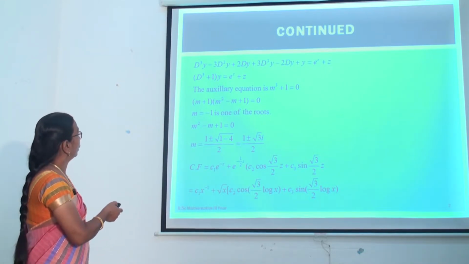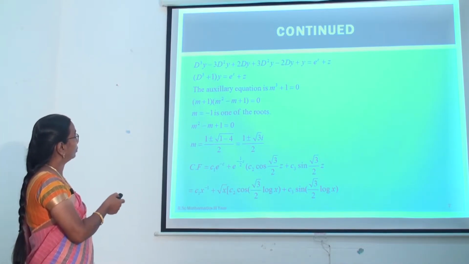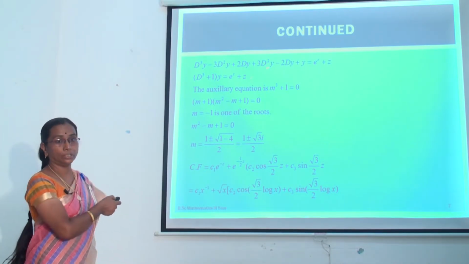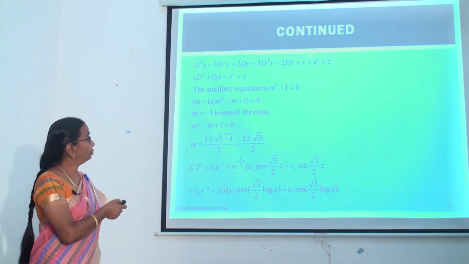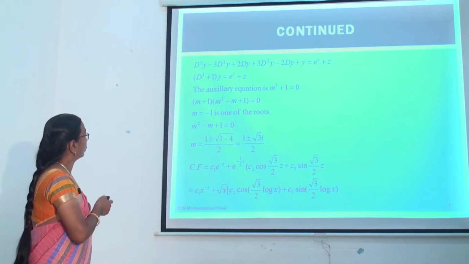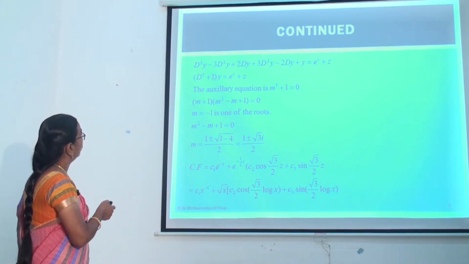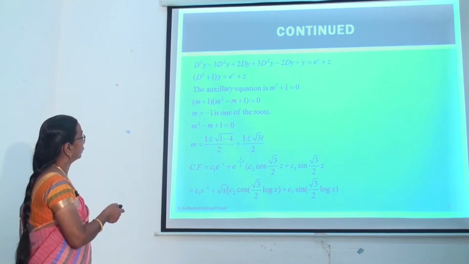Clear? Okay. Now, as we have done in differential equation with constant coefficient, usually we take the solution y is equal to CF plus PI. So to find CF, we need the auxiliary equation, and for that we must substitute D is equal to m. So the auxiliary equation is m cube plus 1 is equal to 0. You factorize this to find the values of m. So it will be (m plus 1)(m squared minus m plus 1) is equal to 0.